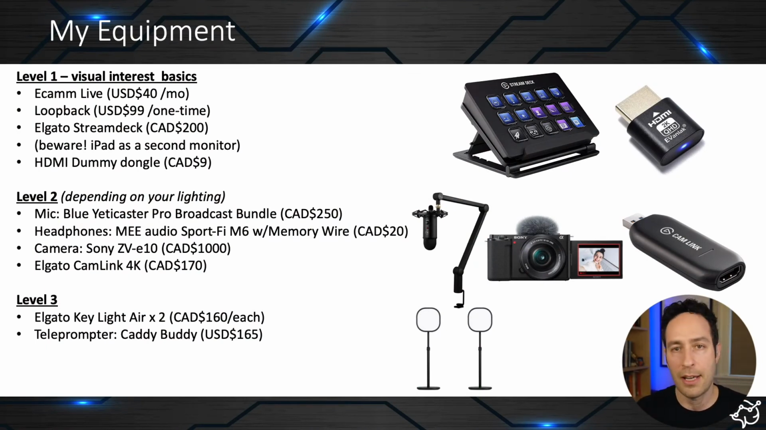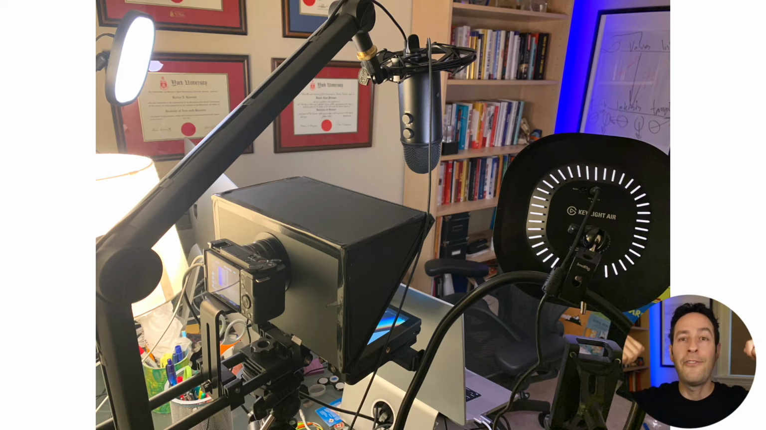Again, there are lots of different options there. Someone recommended the Caddy Buddy, so I went for it. One thing I should mention, because you're going to unwrap this and come to the realization that it's not exactly how David showed you: the Caddy Buddy comes with a fabric hood that goes over from the front of the teleprompter to the back.